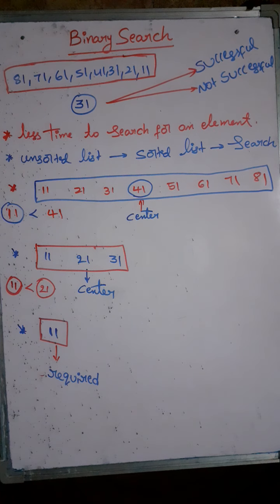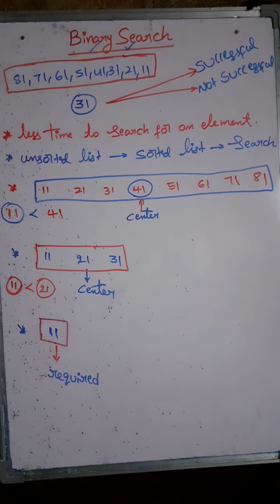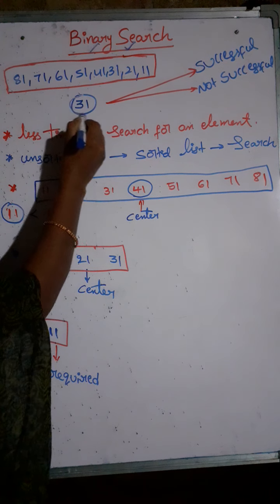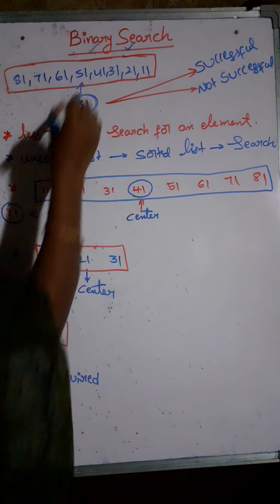In this video, I am going to explain about binary search. First, let me explain what is searching. Searching means checking whether a particular element is present in the list or not.